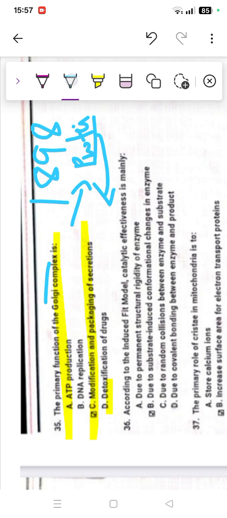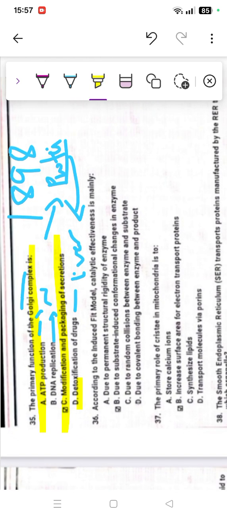Why? ATP production, no, this happens in the mitochondria. DNA replication happens in the nucleus. Detoxification, yeah, this happens, let's say in the liver. In the liver we have SER, which helps in the detoxification of drugs and some structures, modifying them like that.